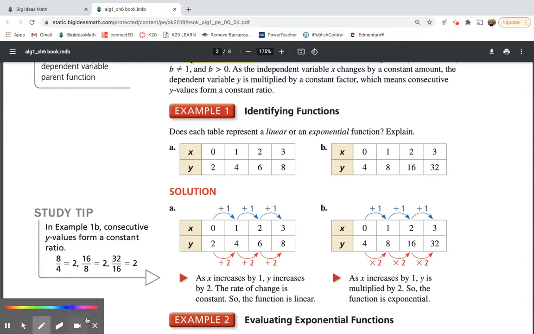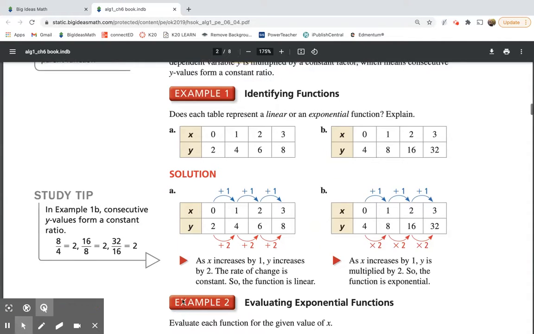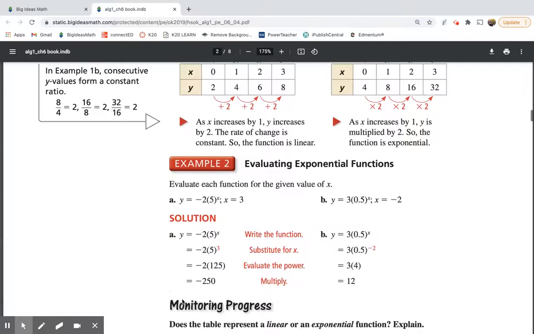It curves. And they say, okay, so what they mean by it forming a ratio, if we check 8 over 4, 8 divided by 4 is 2. 16 divided by 8 is 2. 32 divided by 16 is 2. We're getting a constant ratio of 2, what we're multiplying by. Okay, so we're going to go ahead and look at something else.